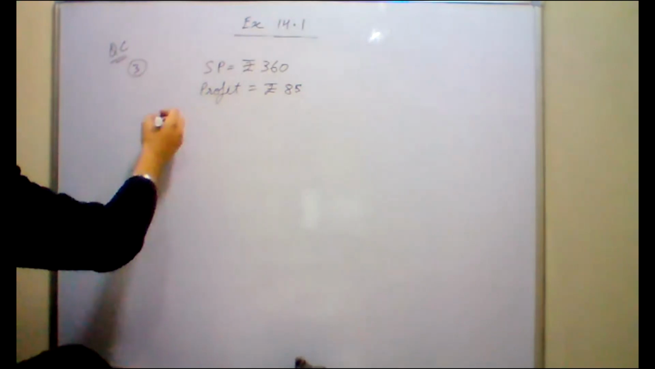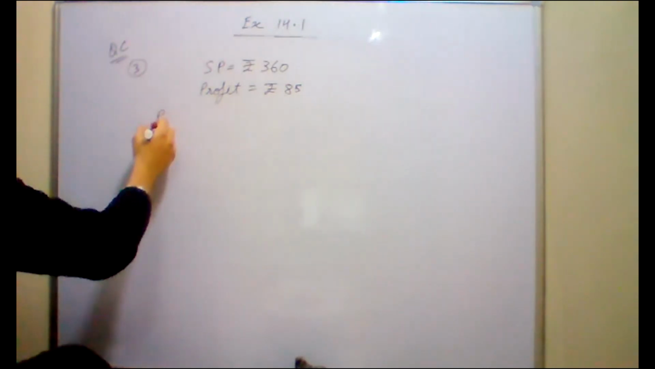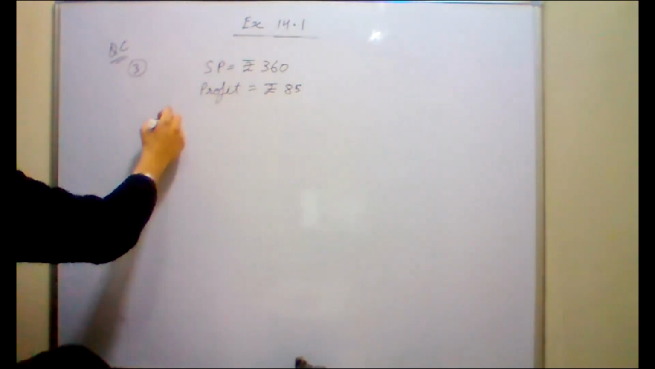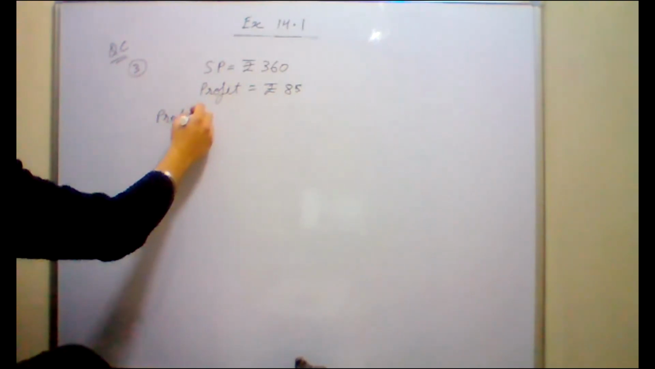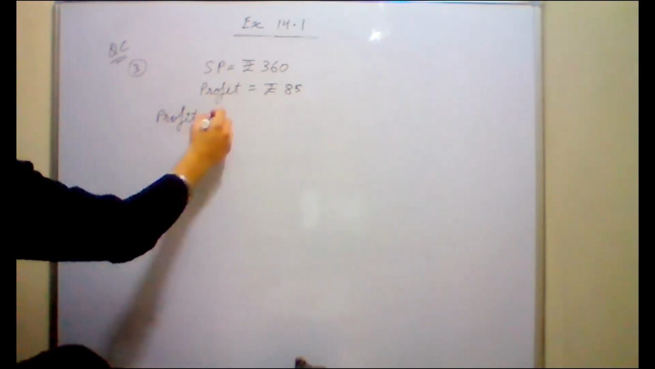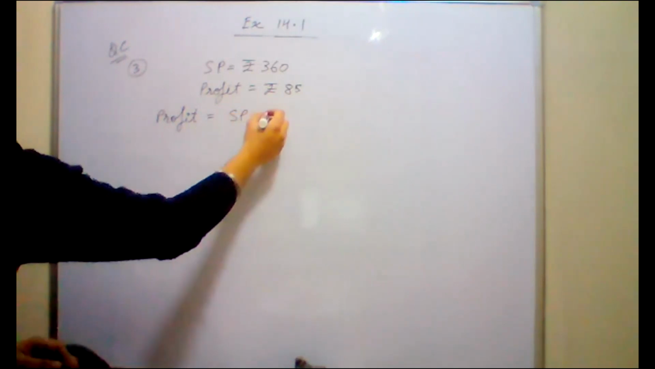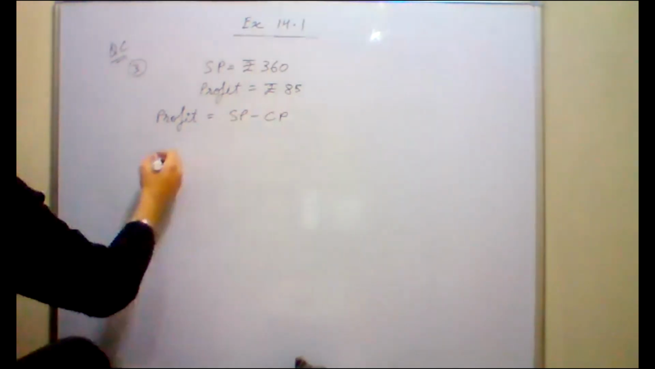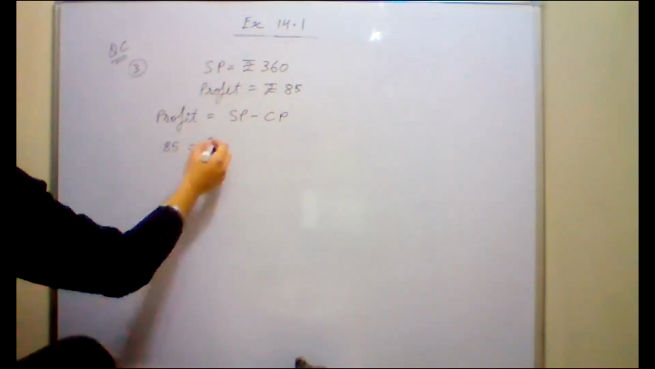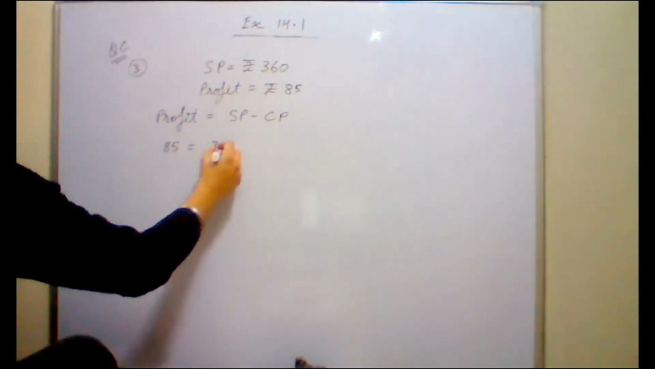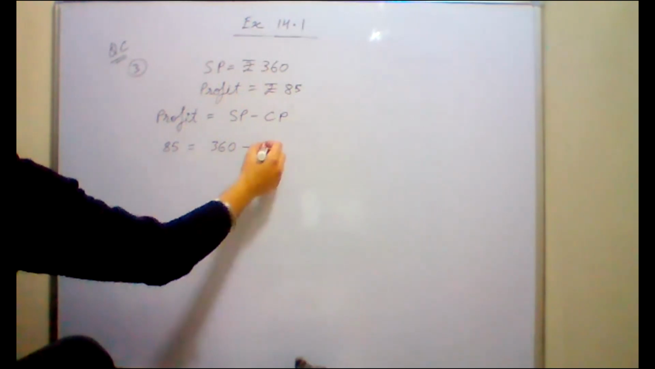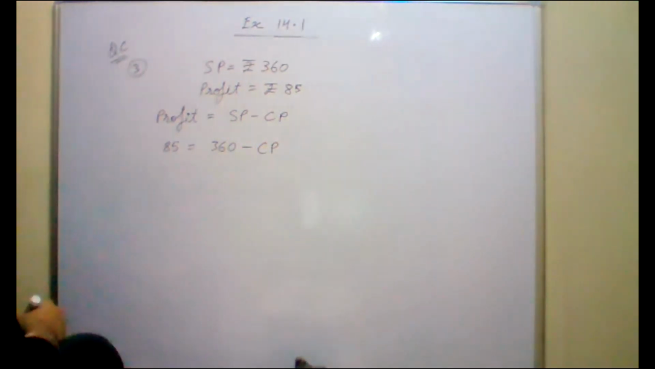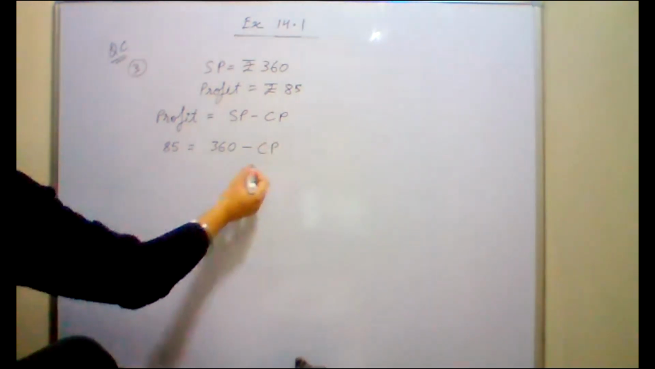Sir, my answer is 275. Yes, this is the correct answer. Profit is equal to SP minus CP. This is the formula. And profit is given in this case, 85 is the profit. Selling price is 360. And cost price is not given. So don't put any value in place of cost price. Now you solve this equation.